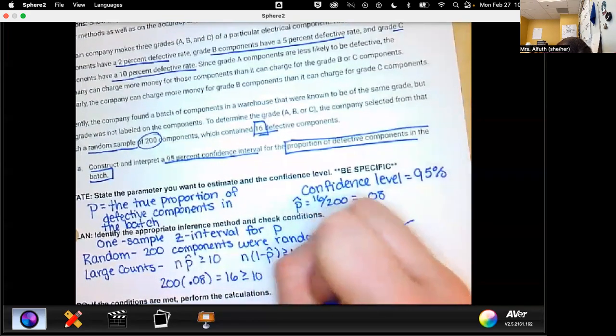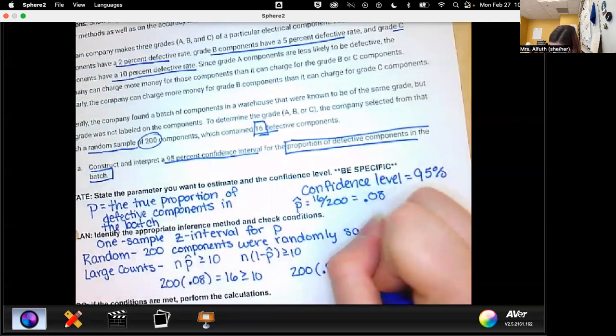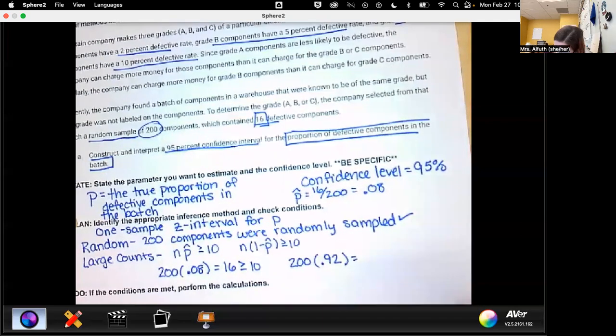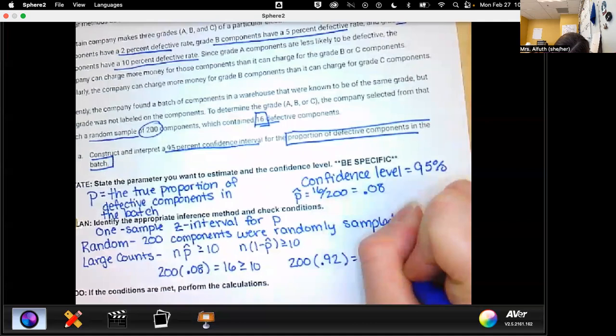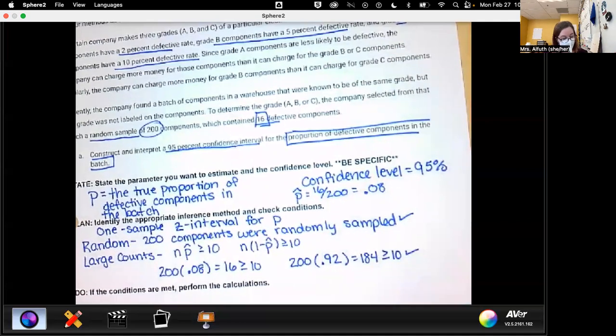And 200 times 0.92, which is 1 minus 0.08, is 184, which is also greater than or equal to 10. So that also checks. Next, if the conditions are met, perform the calculations. So my conditions are met here, so I can now perform my calculations.